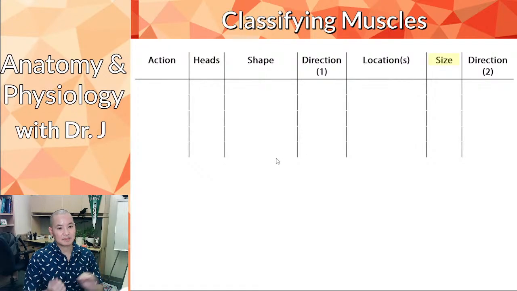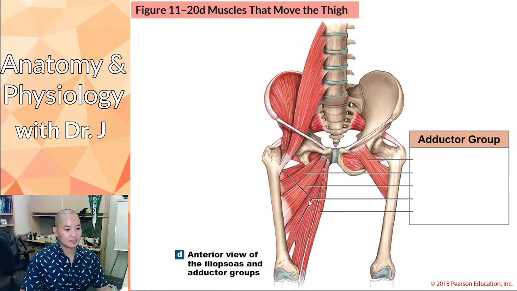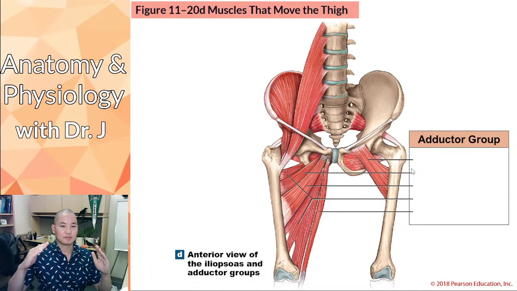So now let's talk about size. Size also can lend itself to naming, as some muscles are named after their relative size or how they're oriented. And what we have is the adductor group. There are many muscles, so what happens when these muscles contract? They are going to shorten and move this femur closer to the midline. So these are adductors, because they're going to move the legs and lower limbs toward the midline.